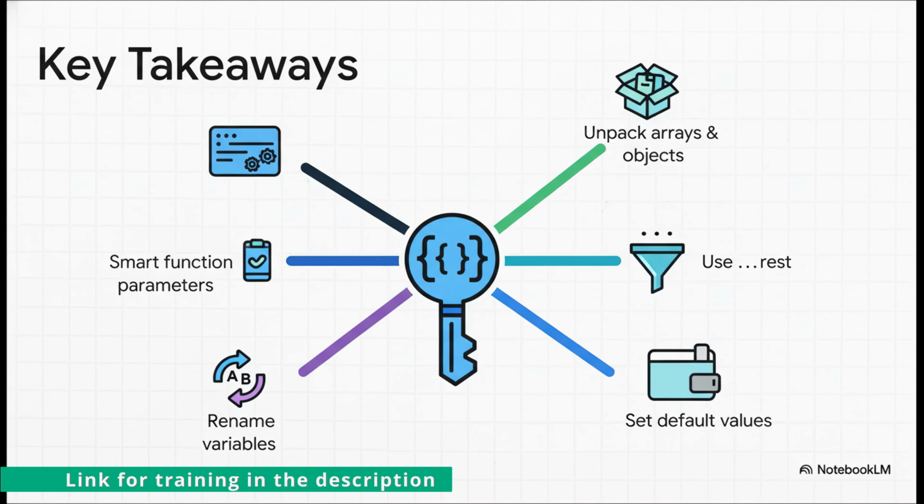So let's wrap this up. What have we learned? Destructuring is this amazing tool that lets you unpack arrays and objects into variables. You can use the rest operator to gather up leftover items. You can set default values to avoid bugs. You can even rename variables on the fly. And maybe most importantly, you can create these incredibly smart, readable function parameters. It's not just a feature, it's a fundamental part of modern JavaScript.